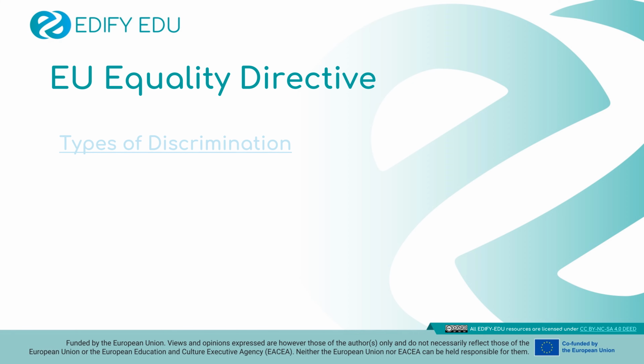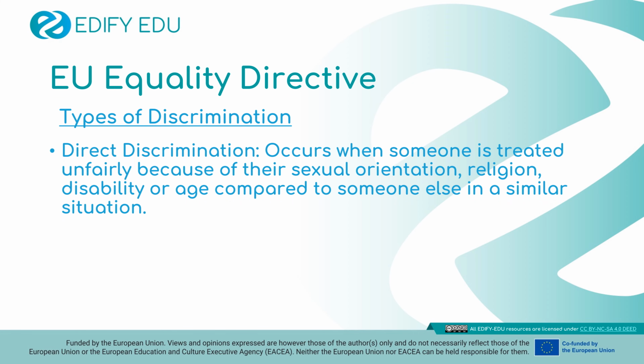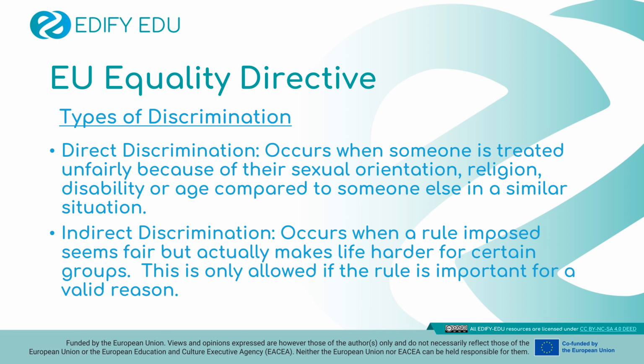Types of discrimination. Direct discrimination occurs when someone is treated unfairly because of their sexual orientation, religion, disability, or age compared to someone else in a similar situation. Indirect discrimination occurs when a rule imposed seems fair but actually makes life harder for certain groups. This is only allowed if the rule is important for a valid reason.